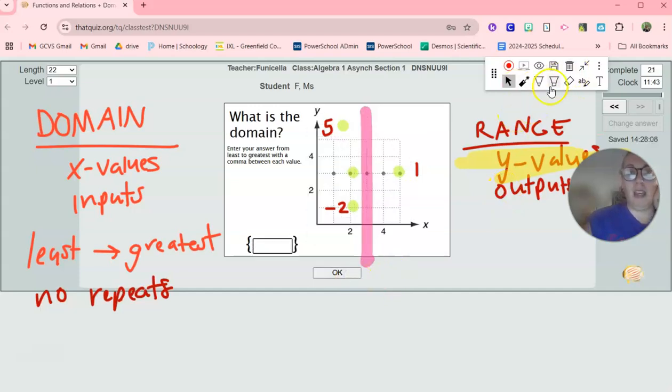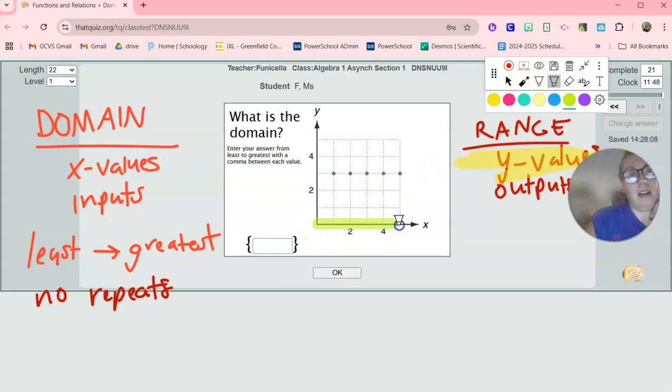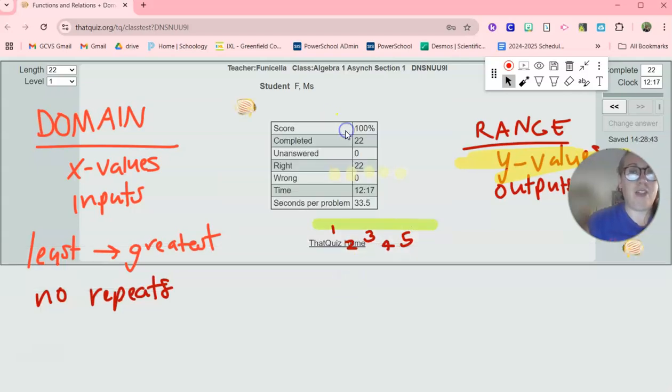And then hit OK. And using this next graph, thinking about domain. So domain is our x values. So at this point, our x value is 1. At this point, it's 2. Then we have 3. Then we have 4. And then we have 5 for our points. So we started with a 1, 2, 3, 4, and 5. And then hit OK and finish.